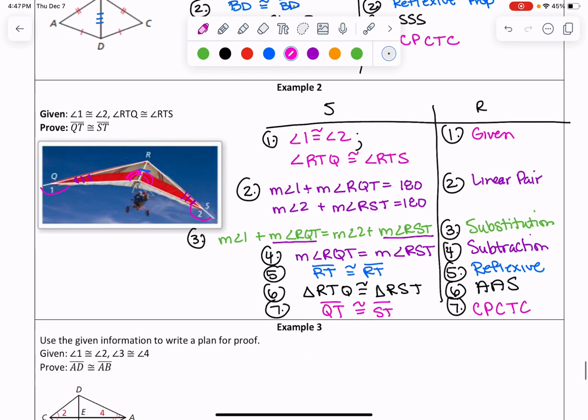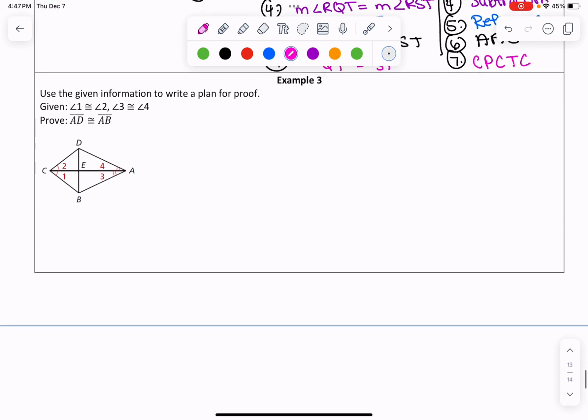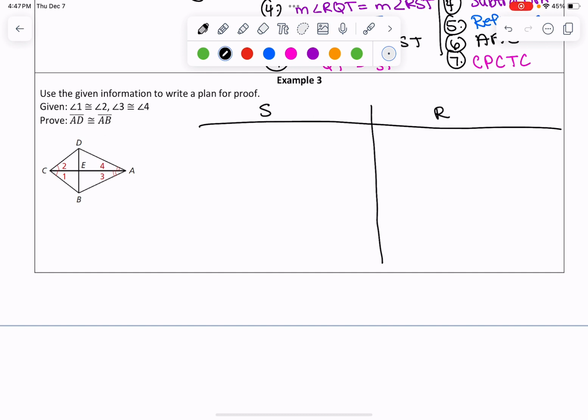Let's take a look at one more, and it's a little bit shorter. So we're given that angle 1 and 2 are equal to each other, and that 3 and 4 are equal to each other, and we want to prove that AD and AB are equal to each other. So again, let's start off with our statements and reasons table. And in the given, we've got angle 1 being congruent to angle 2, and angle 3 being congruent to angle 4.